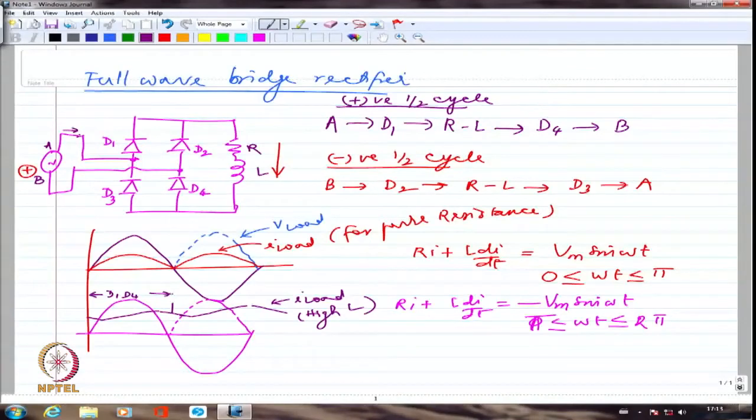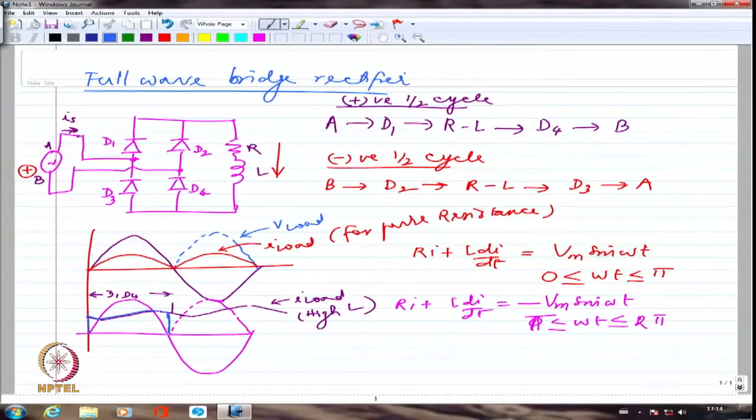Whenever D1 and D4 are conducting, we had already said from A it will flow to D1. So the current direction is this way. During the positive half cycle, I am going to have the current flowing from here to the load. If I say this is the supply current direction I normally take, then I am going to have the current, whatever I mark here in blue, until this portion. This is going to be the current during the positive half cycle.